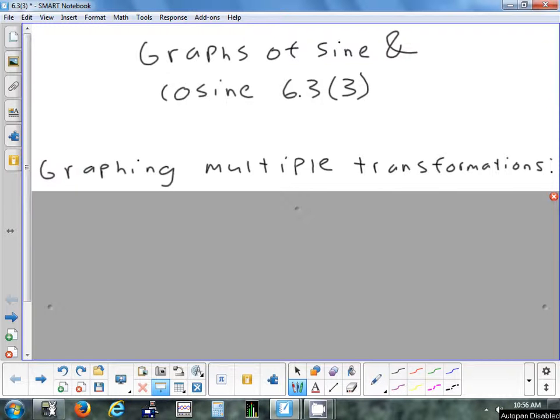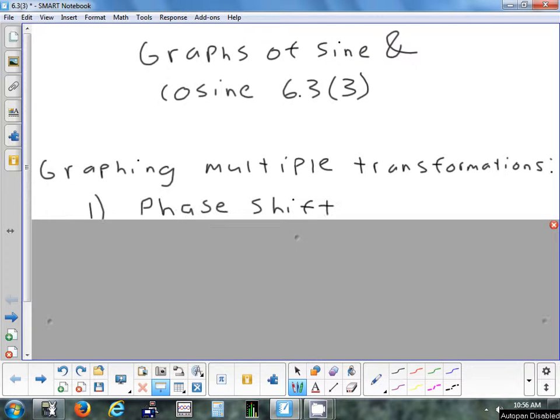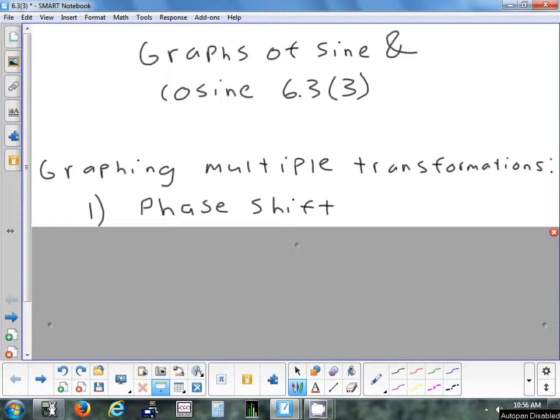Based on the kind of functions we've done all year, what's the first thing we always do? The shift left and right. In this case, we call it a phase shift. Trig functions is the only place I've seen it called a phase shift. When we use other functions like square roots, they just call it horizontal shift. So we get our shift left and right.